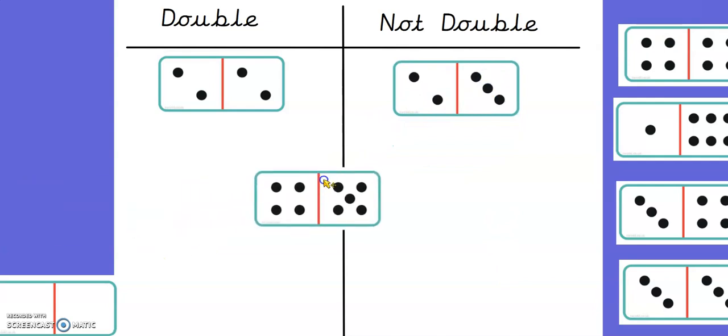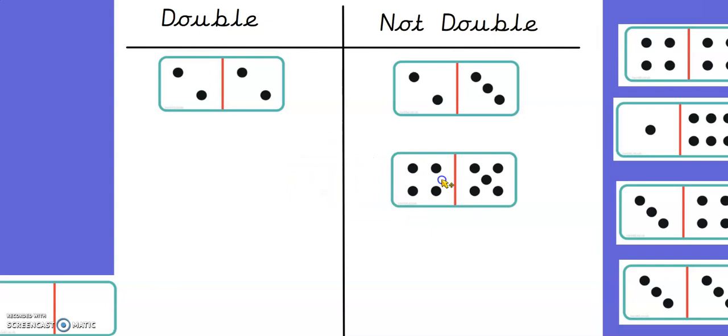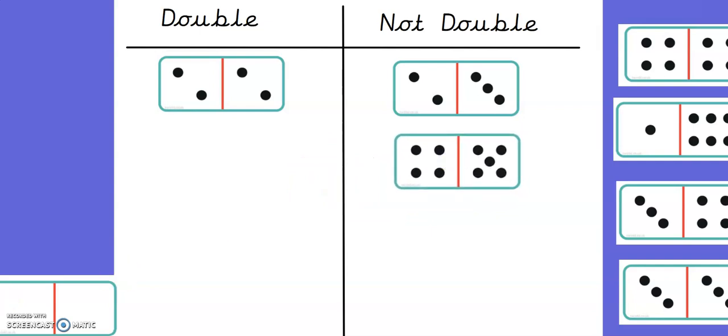Let's have a look at this one. Okay. This time we've got 1, 2, 3, 4. 4 dots on this side of the domino. And how many on this side? 1, 2, 3, 4, 5. 4 on this side, 5 on this side. Is it the same or is it different? Is it a double? It's not a double, is it? Because it's different. There aren't 2 of the same number. So we're going to put it here in the not double side.